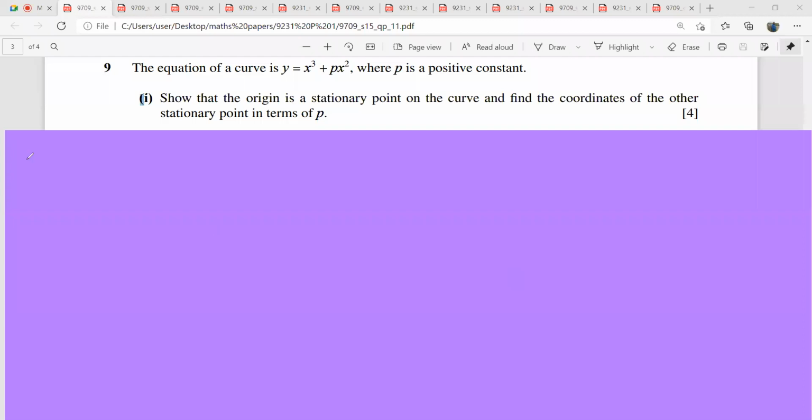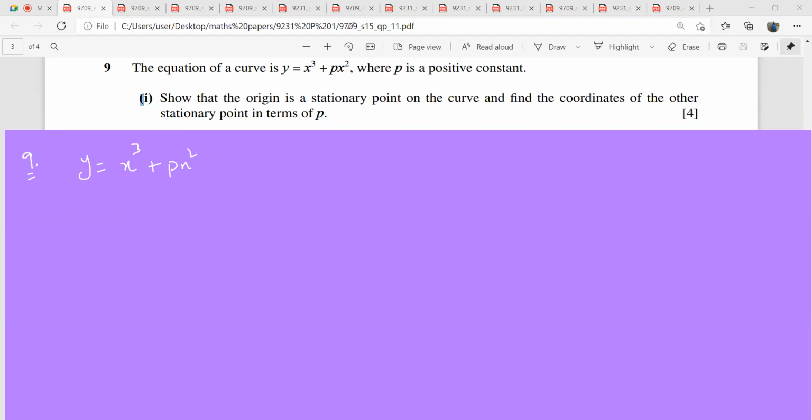Okay, the ninth question, the same paper. Equation is y equal to x cube plus px square, where p is, remember, a positive constant. We might need this information. It says, show that the origin is a stationary point, so that means you must get 0, 0.